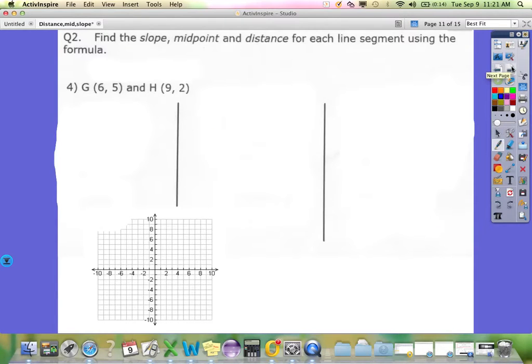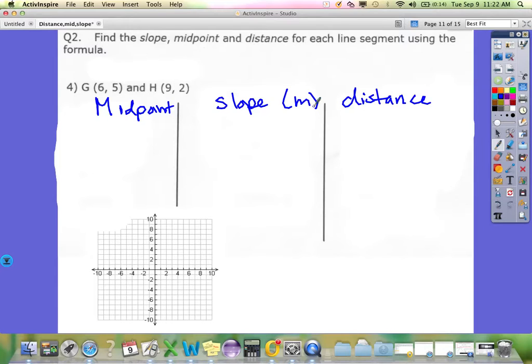Okay, so let's actually do one where the line's not perfectly straight. Well, it's straight, but not vertical or horizontal, diagonal. So I'm going to do the midpoint, capital M for that, midpoint. Going to find the slope, and I'm going to find the distance. Okay, slope is a lowercase m for notation, and the midpoint is capital M. So I'm going to go ahead and plot these points. Over 6, up 5, and over 9, up 2.